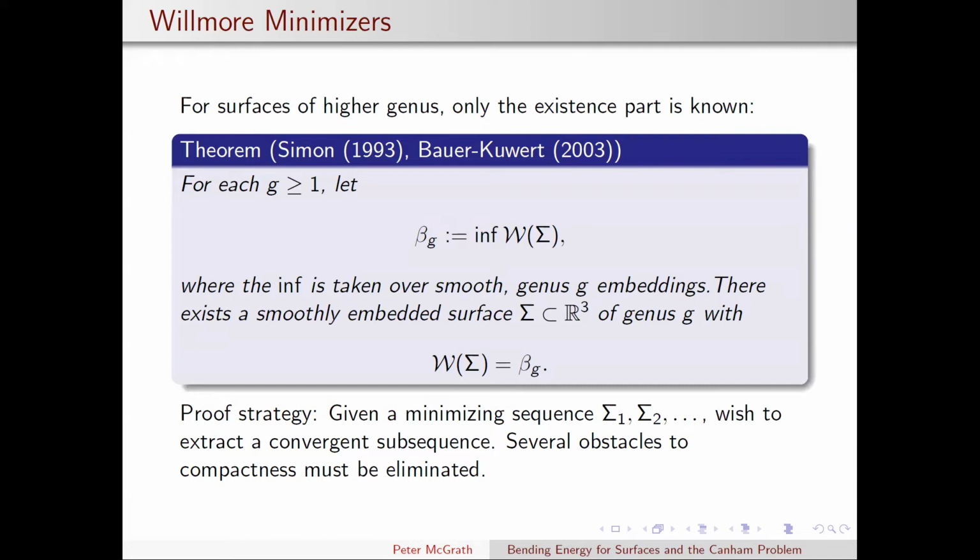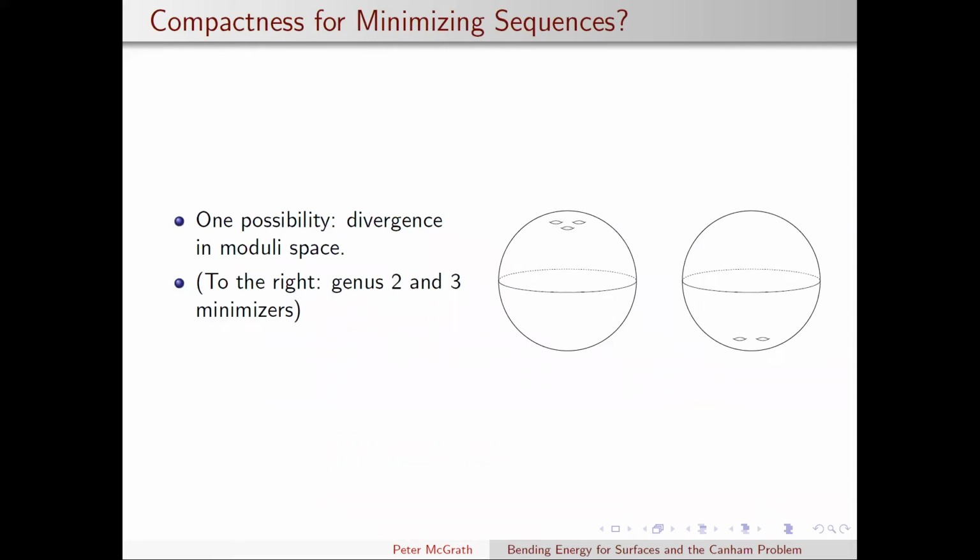What Simon did in 93 was actually verify this just in the torus case. And he was not able to handle the general genus case. And this is what Bauer-Kuwert did. So I want to discuss maybe 1 or 2 of the things that we could imagine going wrong in this compactness argument. What can go wrong if I take a sequence of surfaces? How could they potentially diverge?